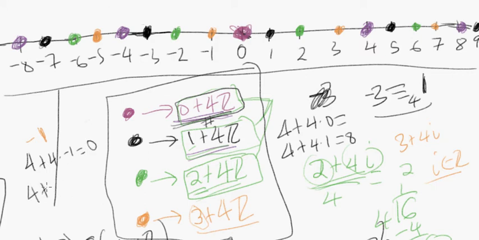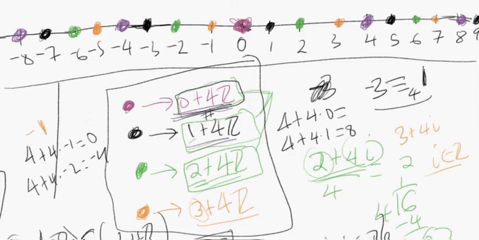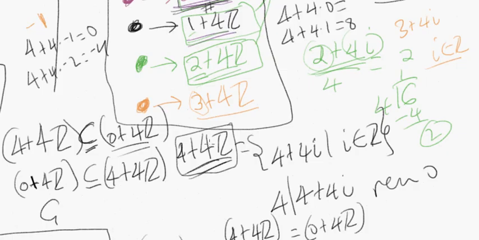What about 4 plus 4 times negative 2? Well, that's just negative 8 plus 4, negative 4. Negative 4 was also covered by the purple. So, at least visually, we notice that the coset 0 plus 4z covers everything that the coset 4 plus 4z covers. So that means that at least 4 plus 4z is a subset of 0 plus 4z.